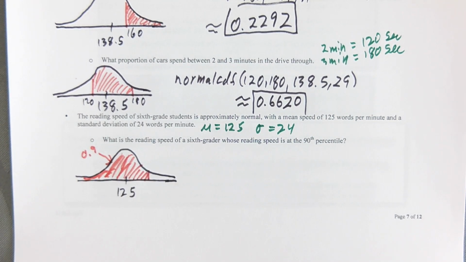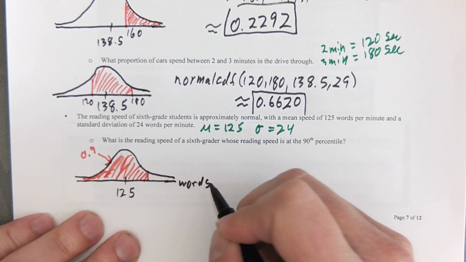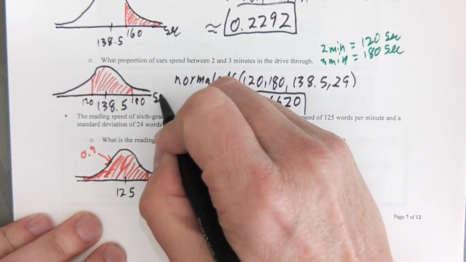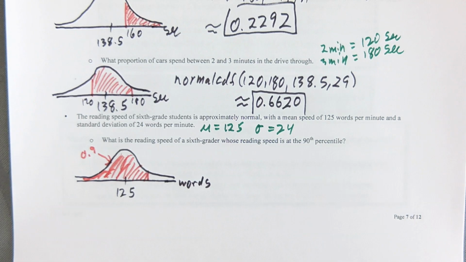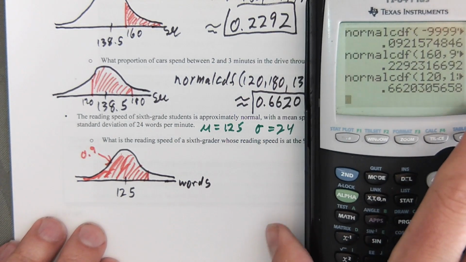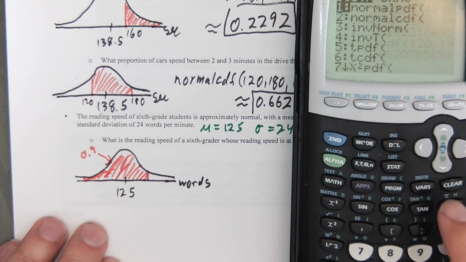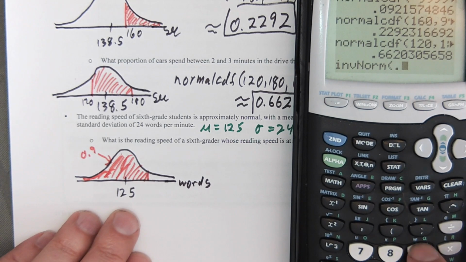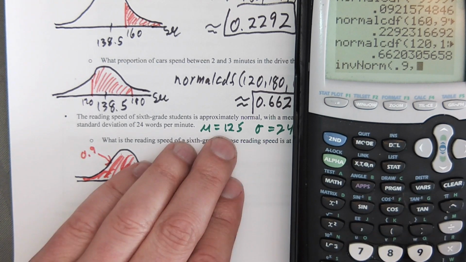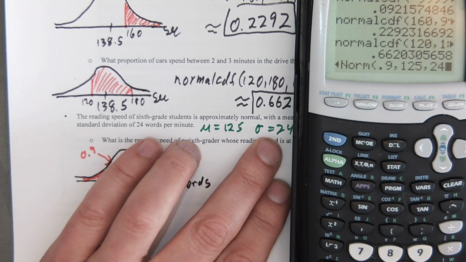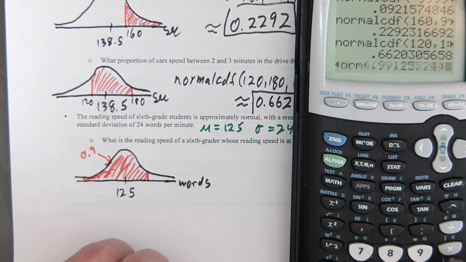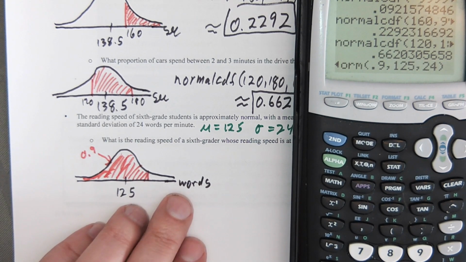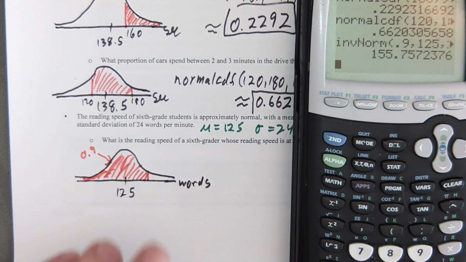We are going to now use inverse norm because we want to know the number of words. So these are words. If you remember, inverse norm means area to the left, which very nicely works out for us. So again, distributions, inverse norm this time. Inverse norm is going to be 0.9 is the area to the left, comma, mean, once again, 125, standard deviation is 24. Again, in the Casio, those are switched. So what are the number of words per minute that a 90th percentile student would do?